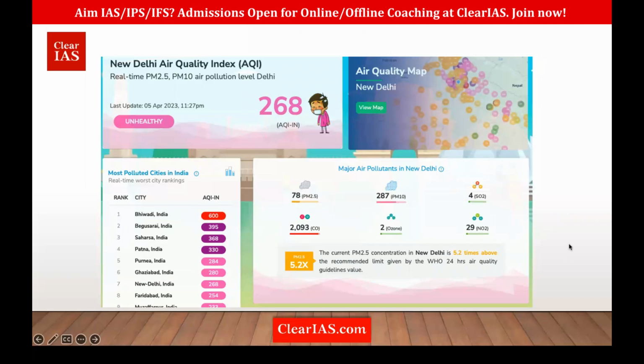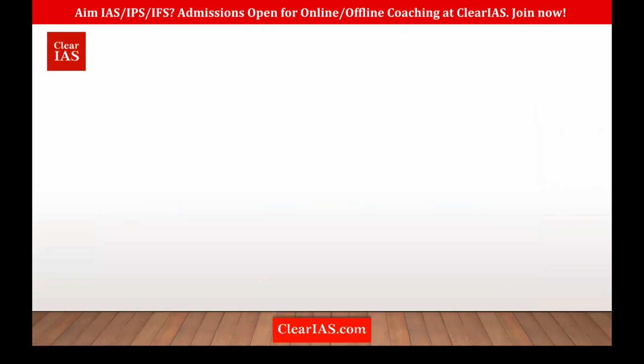And you can see the most polluted cities yesterday. We have Bhiwadi, Begusarai, Patna, etc. Clear? So this is how the National Air Quality Index measures the pollution level.